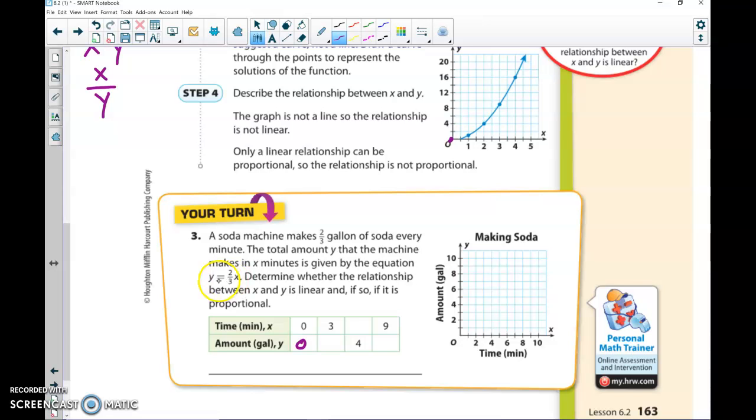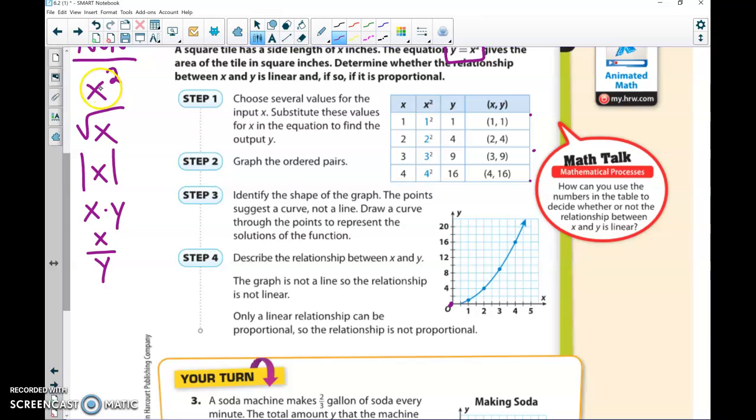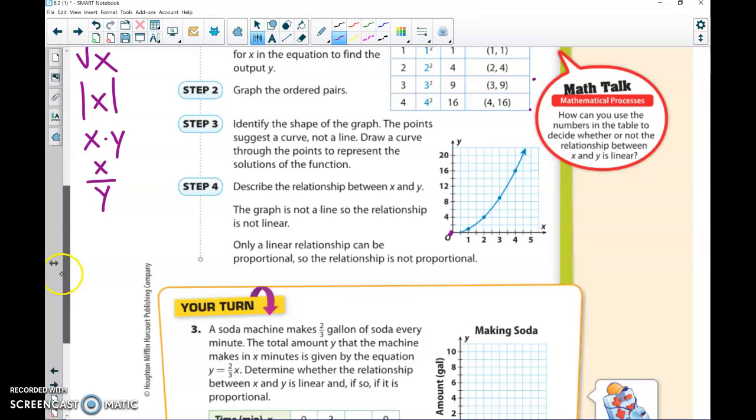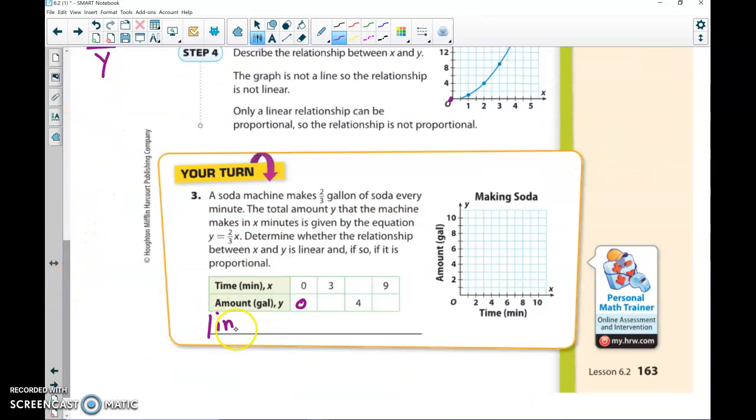Then we're going to see if it's linear. So y equals 2/3 x. So I don't see an x squared in that equation. I don't see a square root of x. I don't see an absolute value of x. I don't see x times y, and I don't see an x divided by y. So I'm going to know right away it does not have one of those 5 things. So it is linear. It does have a 0, 0. So it's proportional. So linear and proportional.